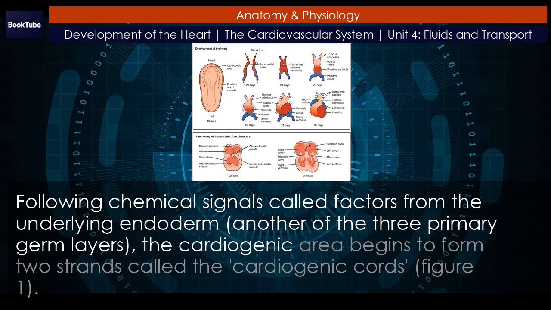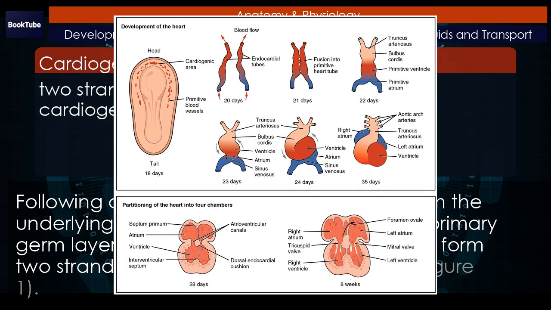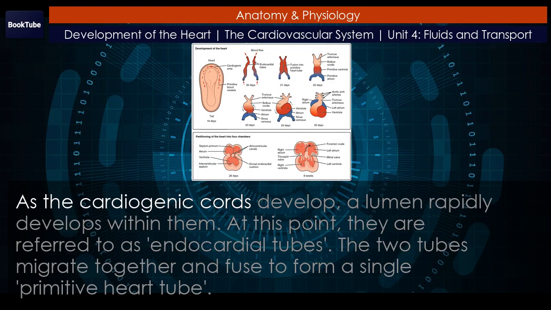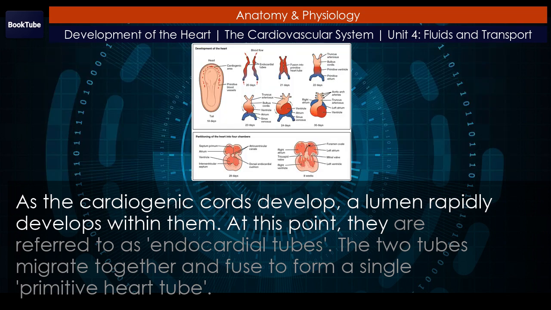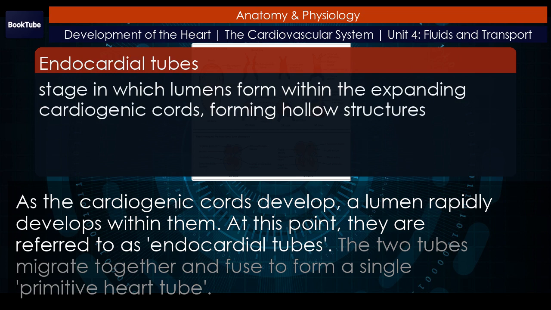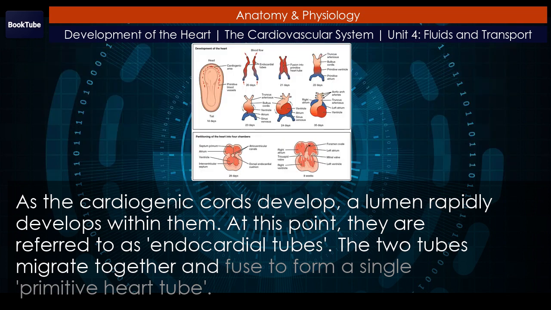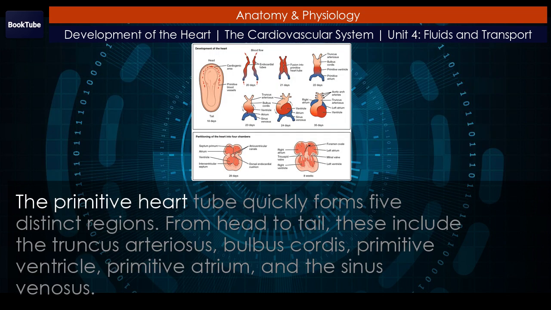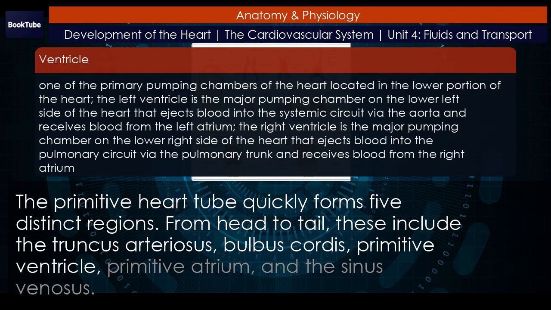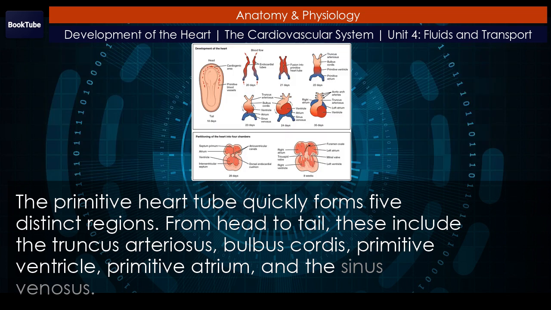The cardiogenic area begins to form 2 strands called the cardiogenic cords. Figure 1. As the cardiogenic cords develop, a lumen rapidly develops within them. At this point, they are referred to as endocardial tubes. The 2 tubes migrate together and fuse to form a single, primitive heart tube. The primitive heart tube quickly forms 5 distinct regions, from head to tail. These include the truncus arteriosus, bulbus cordis, primitive ventricle, primitive atrium, and the sinus venosus.